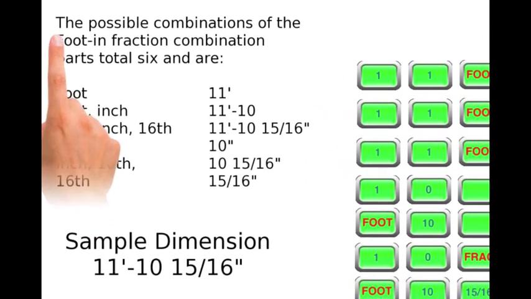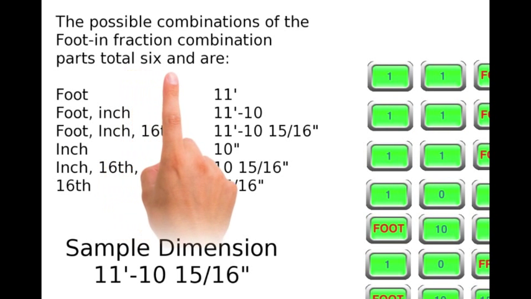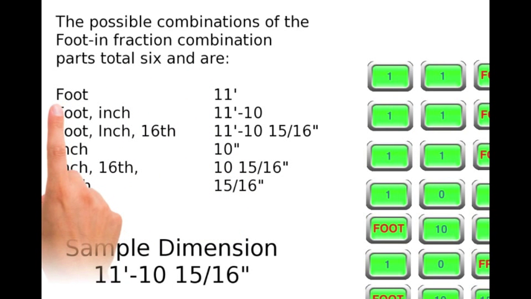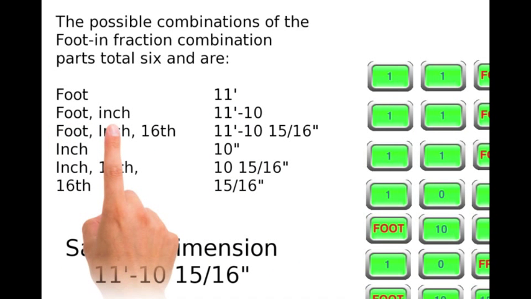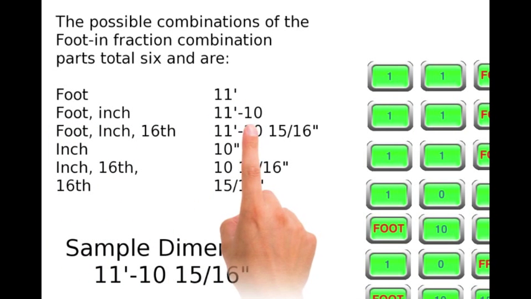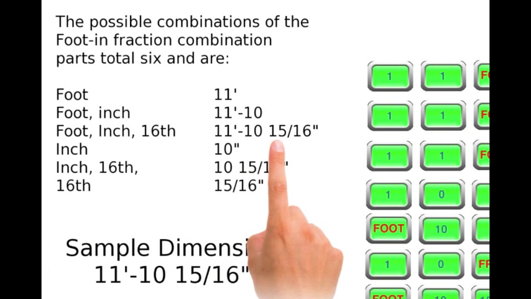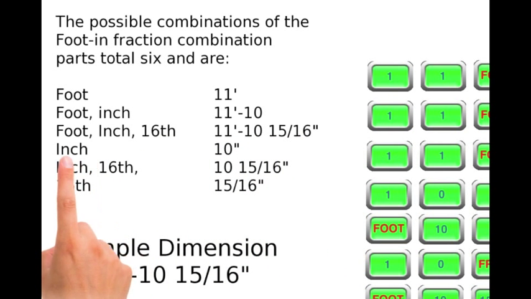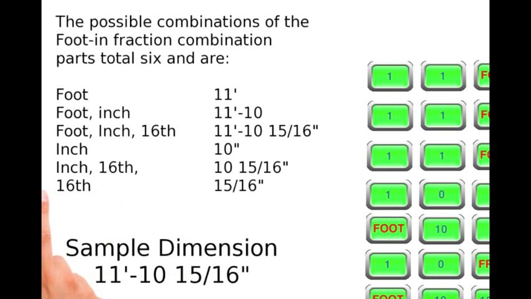The possible combinations of the foot inch fraction combination parts total 6 and are listed as: foot, 11 feet; foot inch, 11 feet 10; foot inch 16th, 11 foot 10 and 15 sixteenths; inch, 10; inch 16th, 10 and 15 sixteenths; and 16th, 15 sixteenths.